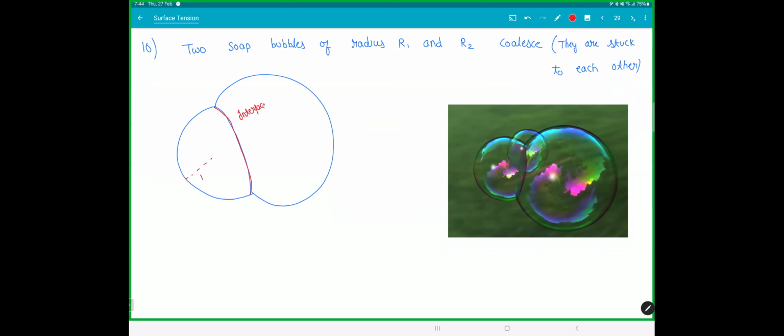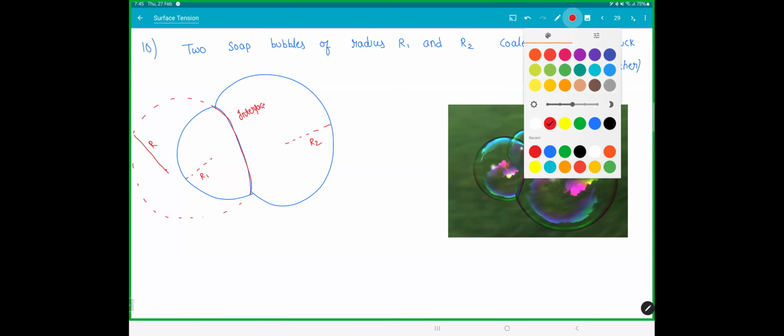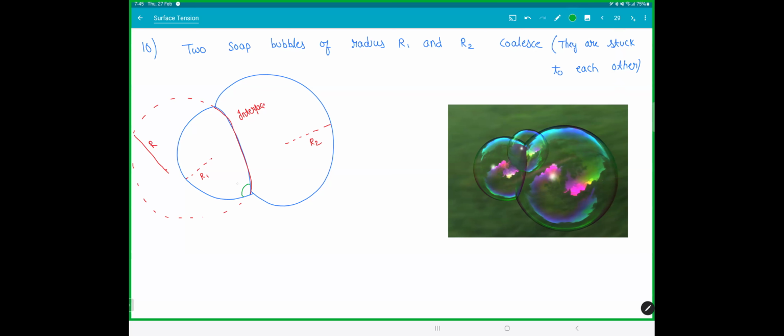This bubble's radius is R1. This bubble's radius is R2. This interface, if you extend it, would form another bubble of radius R. At the junction where the 3 bubbles meet, the angles will be alpha, beta, and gamma. Find the radius of the interface. When the 2 bubbles stick, it will form a surface interface that is also spherical. So find the radius of the interface and find alpha, beta, gamma, the angles at the point where the 3 surfaces meet.